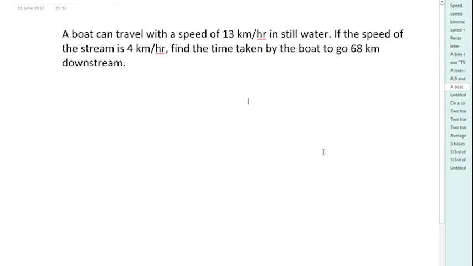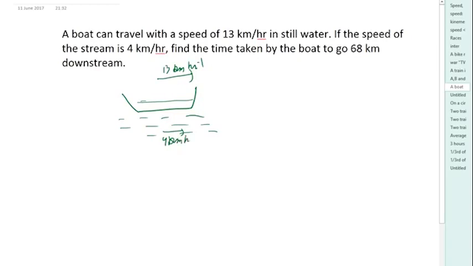This is just an introduction to the boat kind of questions. We'll do more difficult ones next session, I assume. A boat is there. It can travel with a speed of 13 kilometers per hour in still water. And the speed is 4 kilometers per hour.